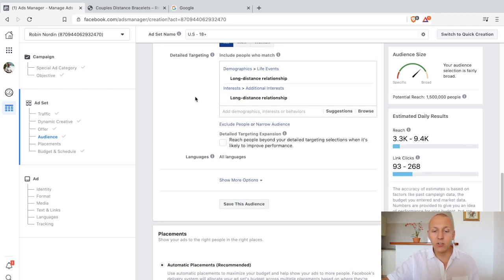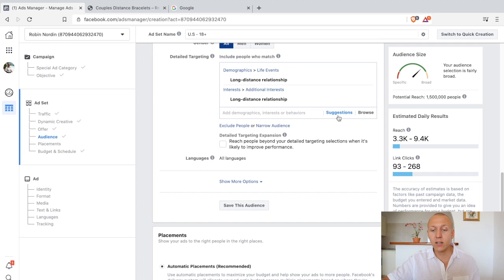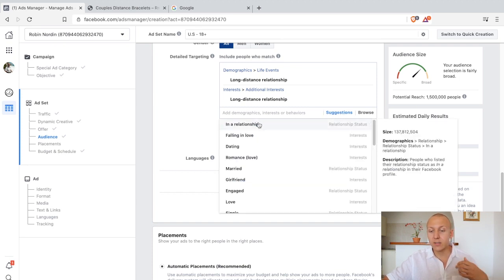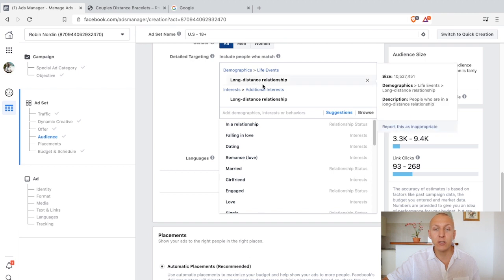Now, what you could also do once you've added something in is go and click on suggestions. Suggestions is going to be other, for example, interests, it could be demographics or behavioral relationship status, etc., that are similar to what you just added.